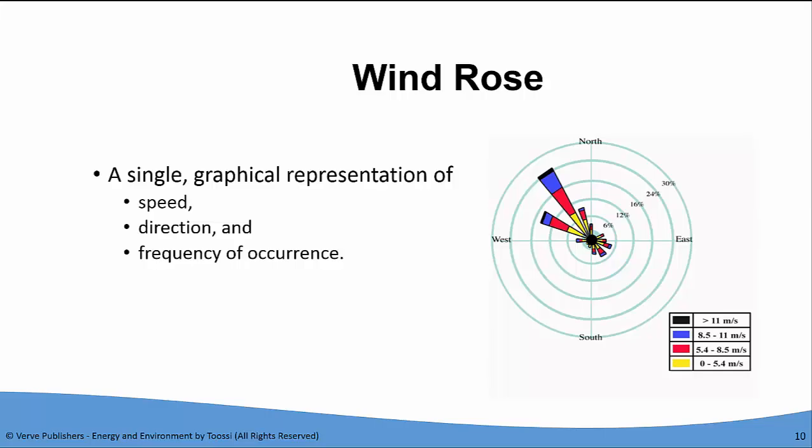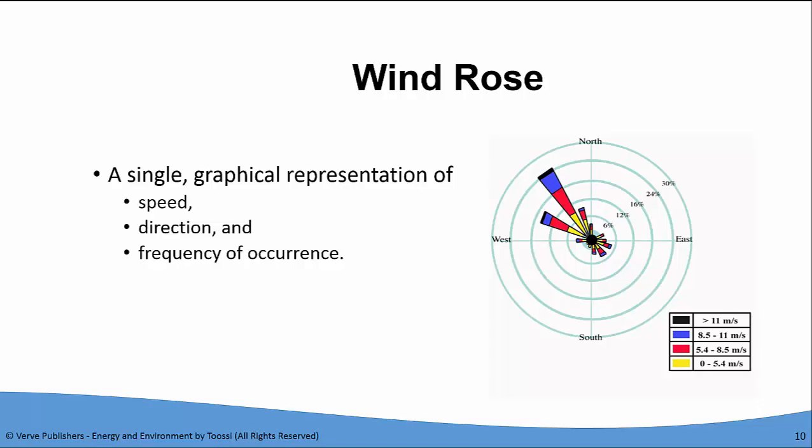One way to indicate the wind data is through the windrows. Windrows is basically a graphical representation of the wind data. In this particular example, we're looking at the wind data from Bakersfield in California in the month of July. We use the month of July because it's the hottest month. Most of the air conditioners are running. So if you want to design something, we want to design it for the worst possible case.